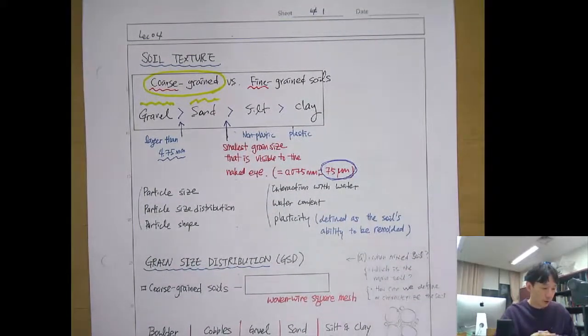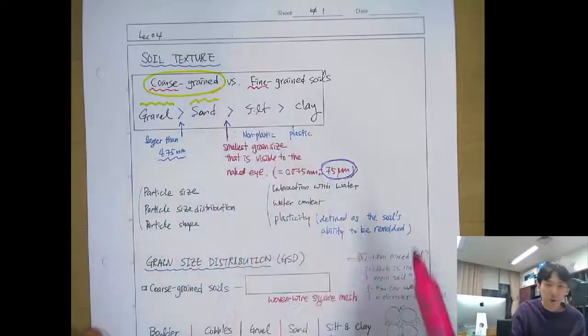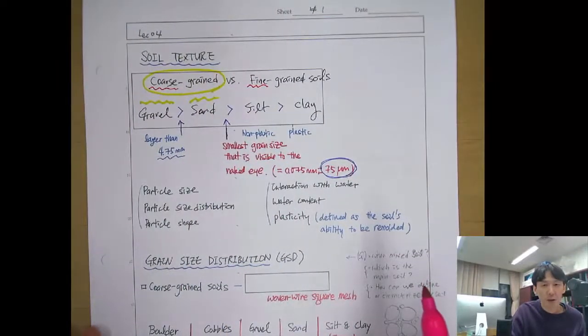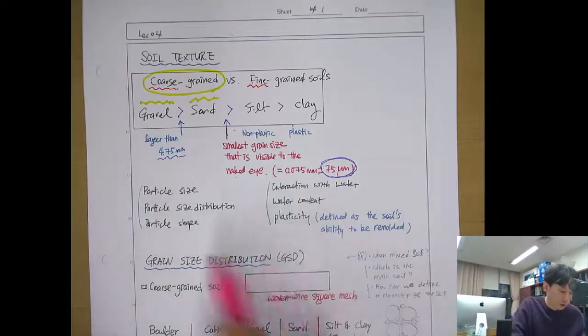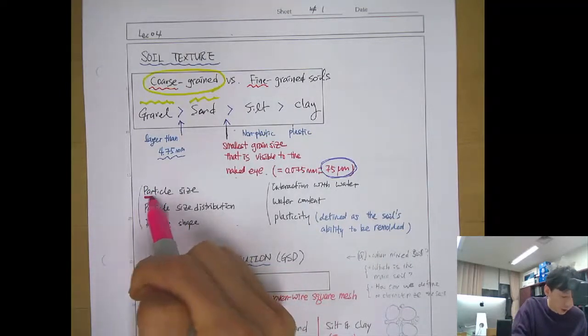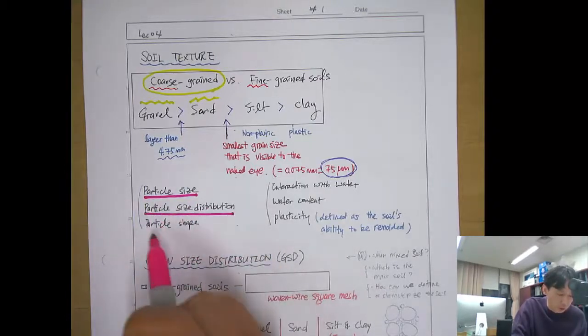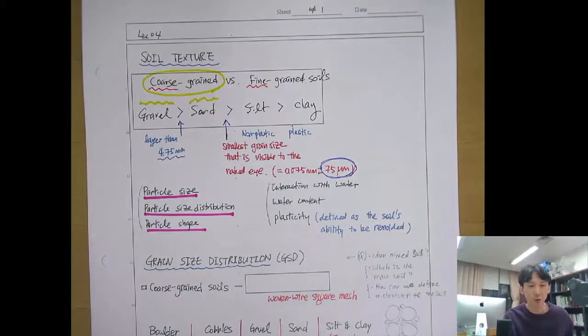So when we talk about coarse grain soil and fine grain soil, the biggest difference is the particle size, and as you have a bigger particle size, it's more affected by gravitation, so by its weight. So for the coarse grain soil, the particle size and their distribution and particle shapes play an important role in characterizing their behavior. On the other hand, for the fine grain soil, because the particle size is very small, the gravitational force's contribution becomes smaller.